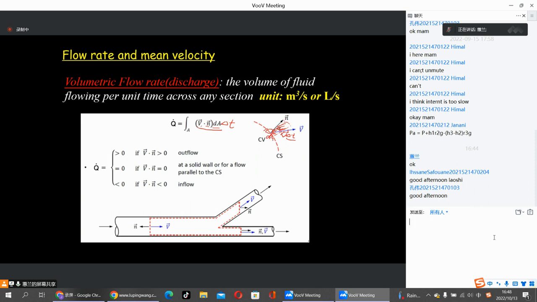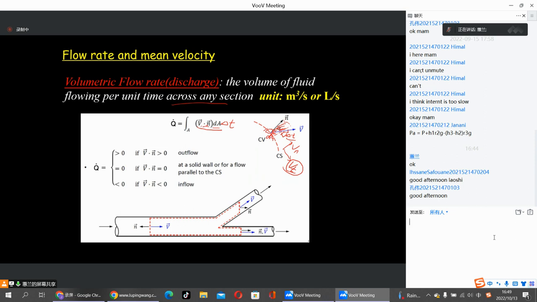The velocity is sometimes not perpendicular to the normal direction of this differential element. So only the component along the normal direction will go out of the section, right? For this velocity vector, we have two projections, two components: one is Vn, and one is Vt, the tangential component of velocity. The tangential component will not contribute to the fluid volume flowing across this differential element.